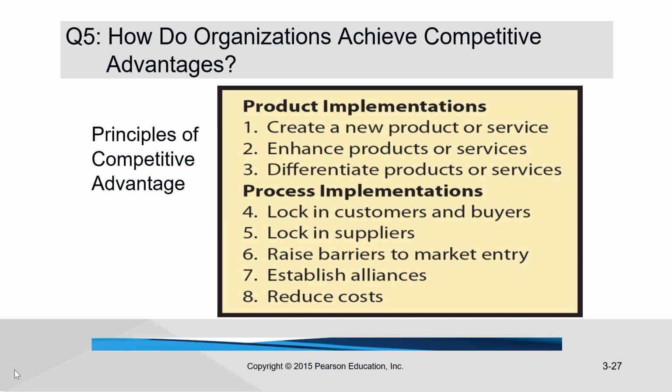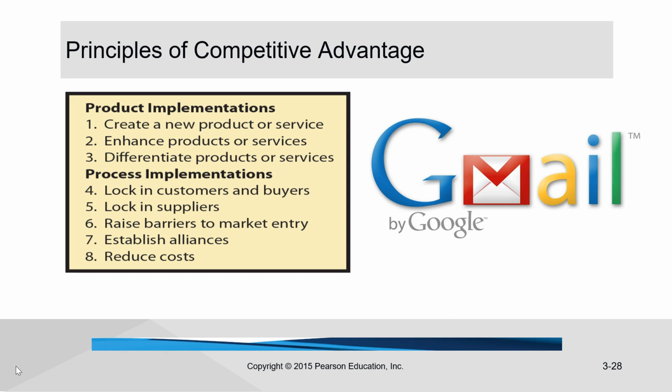Our last question is, how do organizations achieve competitive advantages? And there are actually 8 principles of competitive advantages that organizations use. The first is to create a new product or service. For example, you might remember when Google launched Gmail, a new email service.